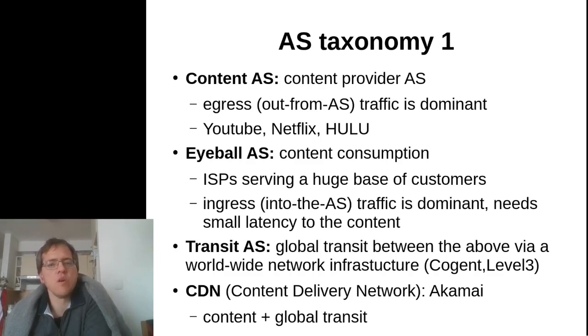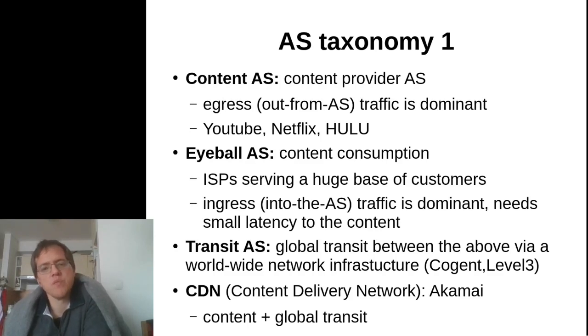So everything that is not content and not eyeball is the collection of all the infrastructure that is needed to connect content to eyeballs with the smallest possible latency. The main infrastructure that connects eyeballs to contents is the transit AS, which is basically an autonomous system that provides global transit between any two ASes in the network, because it owns a third-party network infrastructure. Typical examples are Cogent or Level 3 or AT&T's networks.